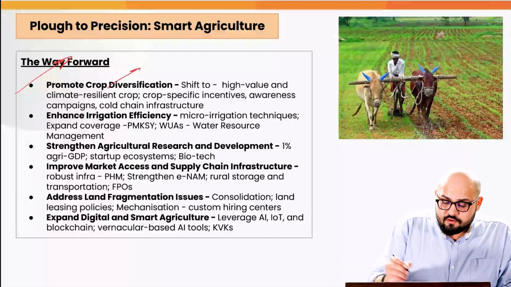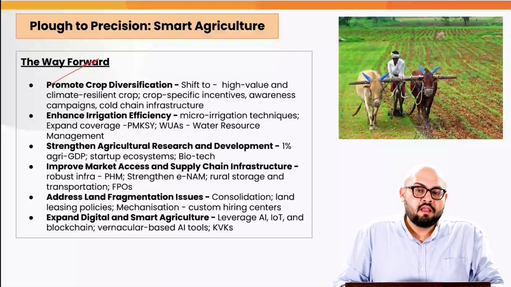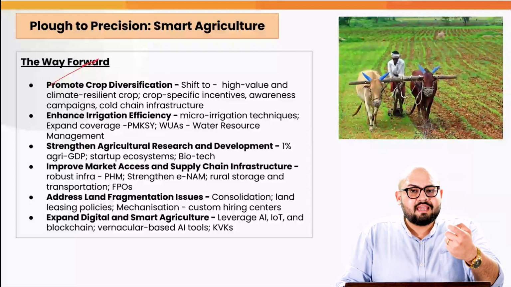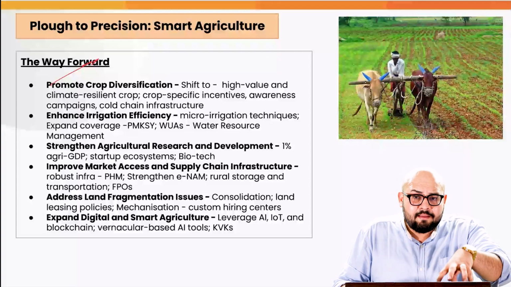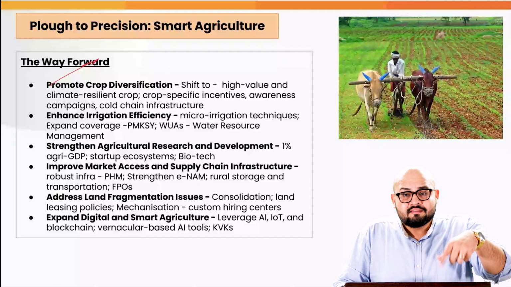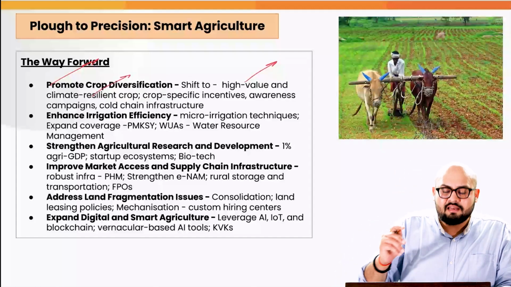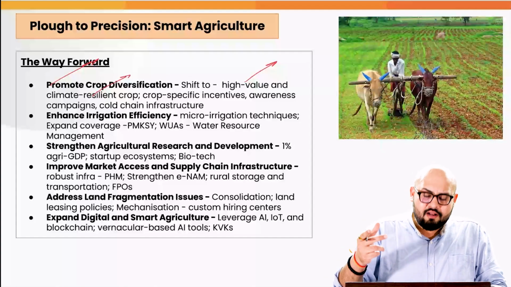So we have to promote crop diversification. See, we have to move away from this rice-wheat system. Why the majority of farmers are still reliant on rice and wheat is because they get the MSP, the minimum support price. Almost 80% of the MSP available in India is for rice and wheat, right? So we have to shift to high value and climate resilient crops, be it millets, horticulture, pulses, or oil seeds, right?